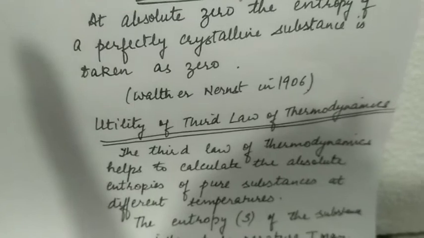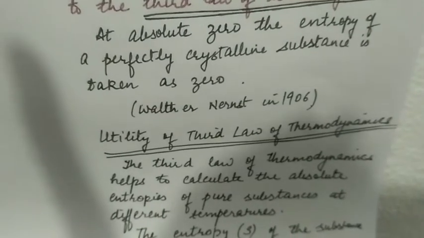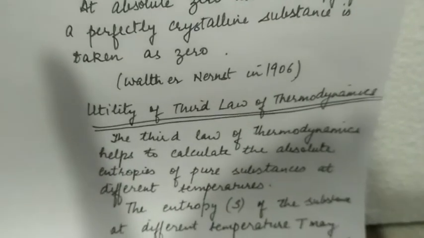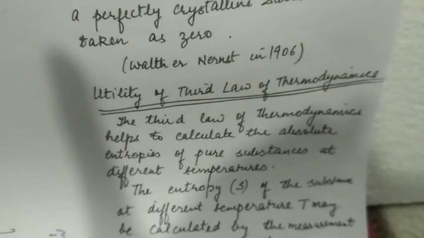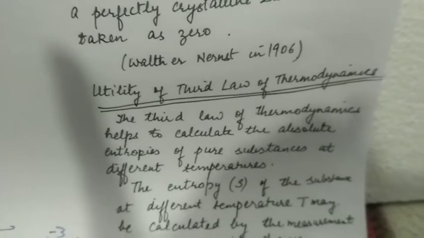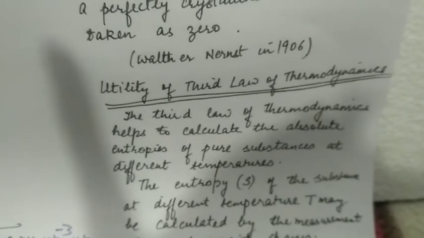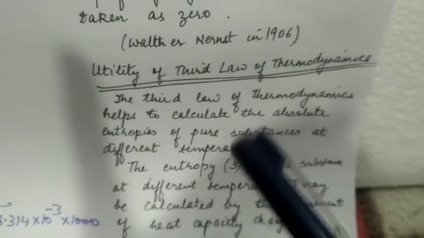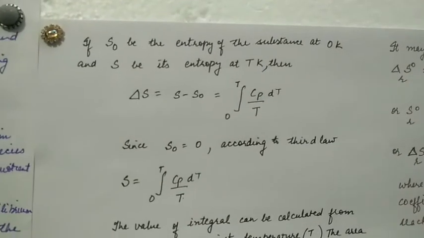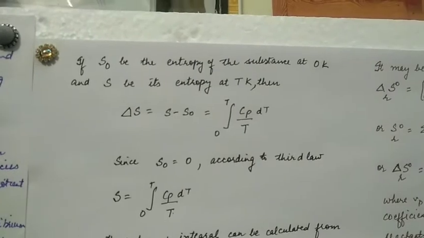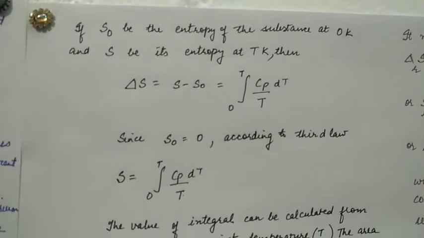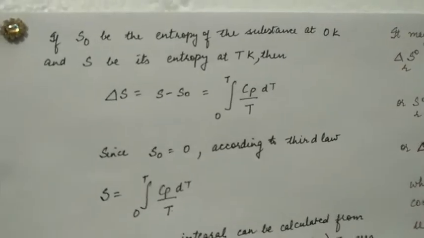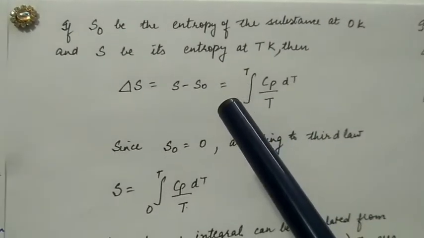इसका फ़ायदा क्या है? Utility of third law of thermodynamics, हम इस law को use करके pure substances की absolute entropy different temperatures पे निकाल सकते हैं. मान लीजिए कि temperature T पे substance की entropy S है. So if S0 is the entropy of substance at 0 Kelvin and S is its entropy at T Kelvin, then change in entropy will be S minus S0.